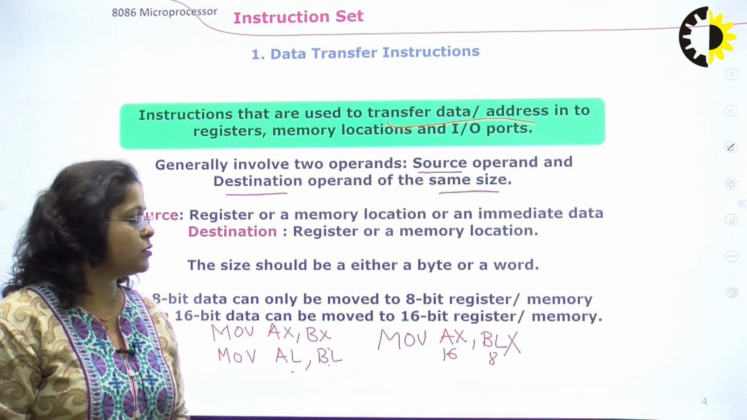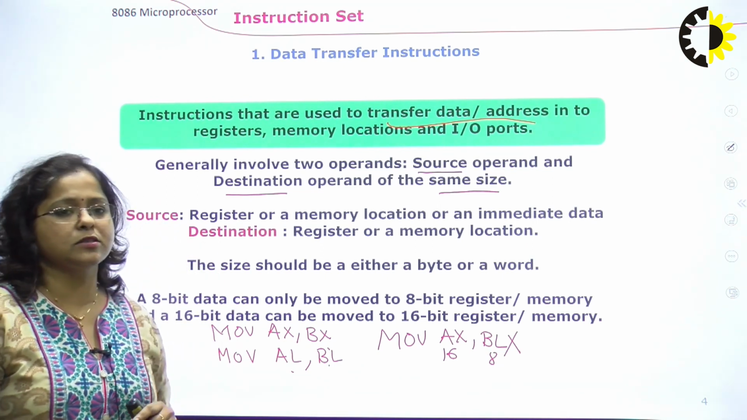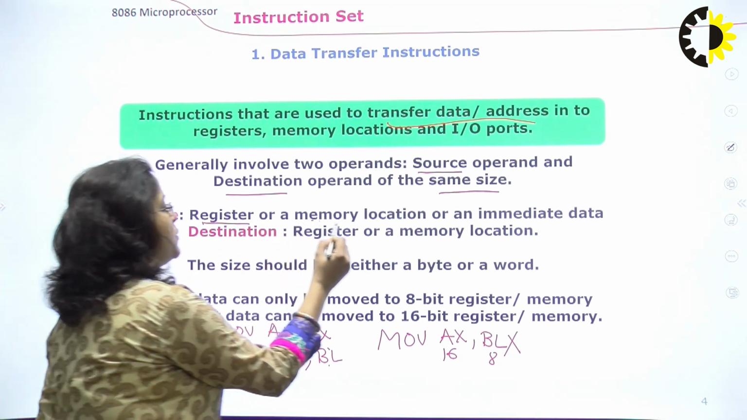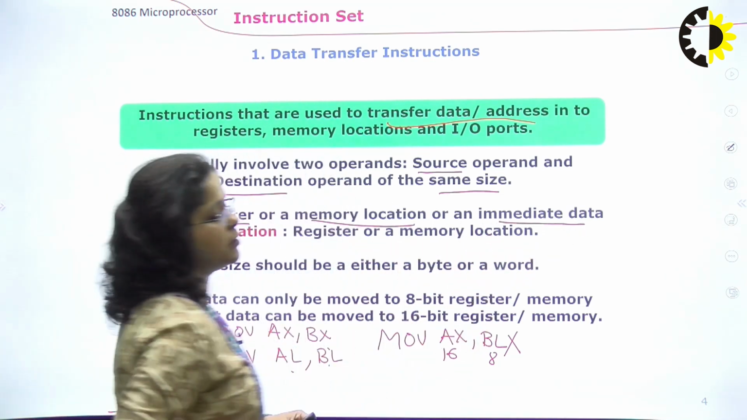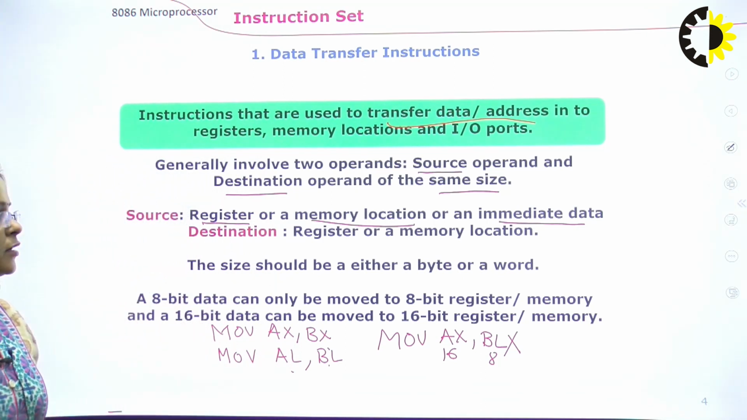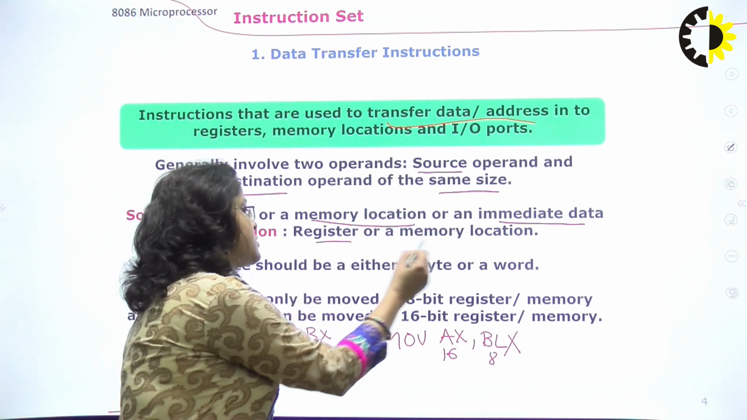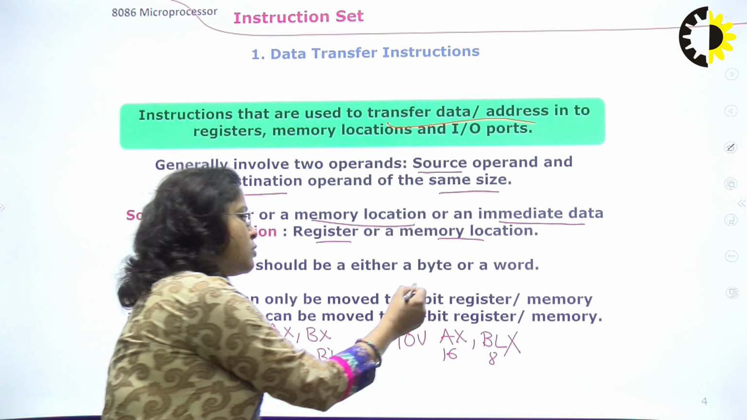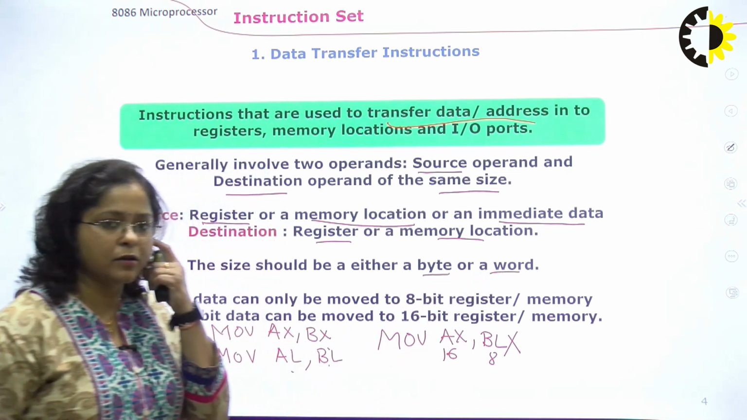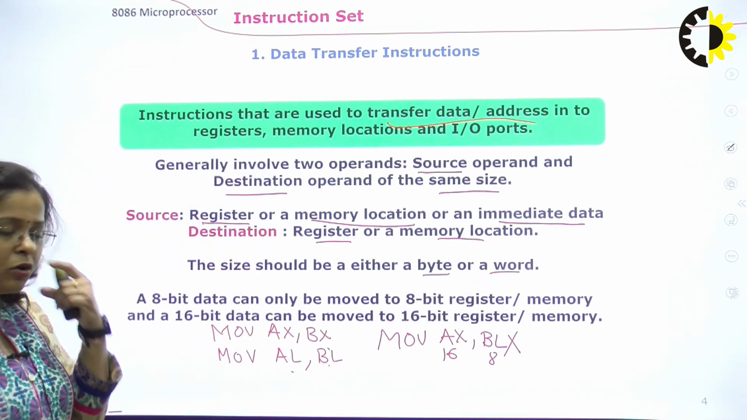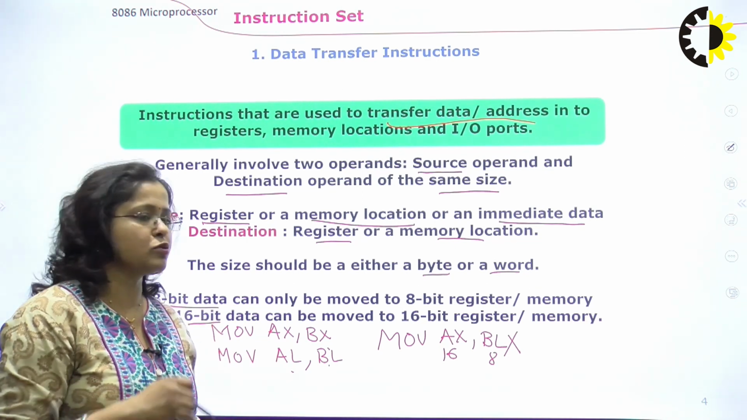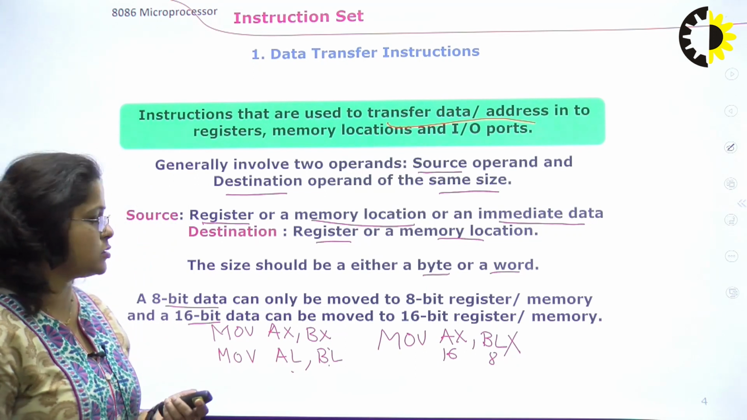Now, what is source and what is destination? A source operand can be a register, a memory location or immediate data. Whereas the destination can never be an immediate operand. So the destination can be a register or memory location only, and the size is byte or word. So the move operation simply copies 8-bit or 16-bit data from source to destination.